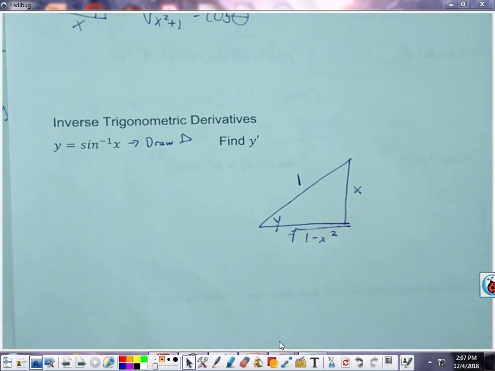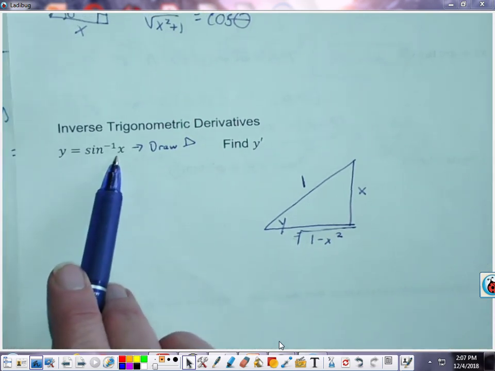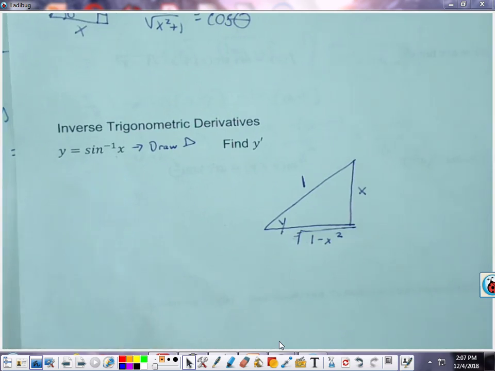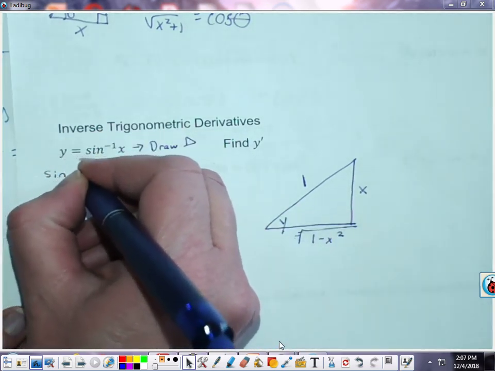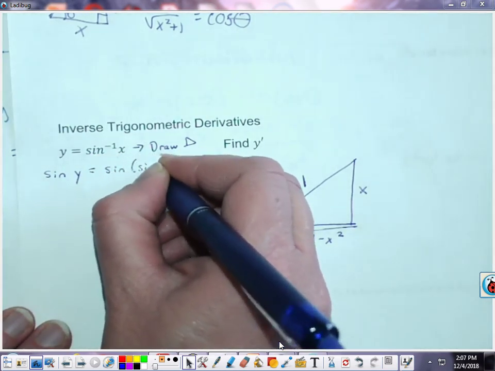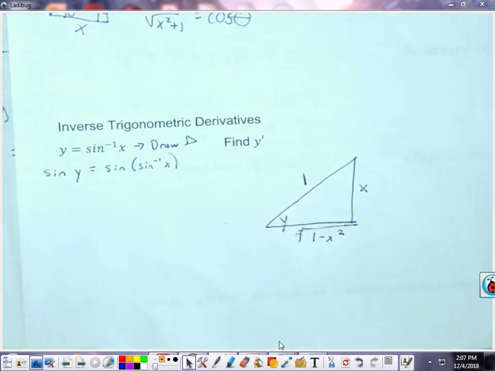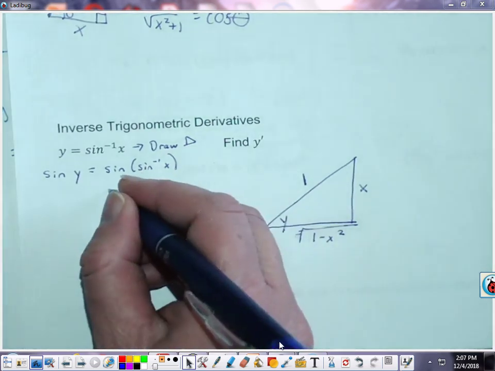Okay. So now my goal, where y is the inverse sine of x, is to find y prime. What's the derivative of inverse sine of x? Here's what I'm going to do. I'm going to take the sine of both sides of this equation first. So the sine of y equals the sine of sine inverse of x. Doesn't that cancel? It does. So what would that be?